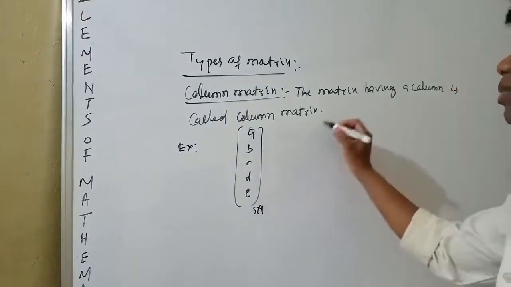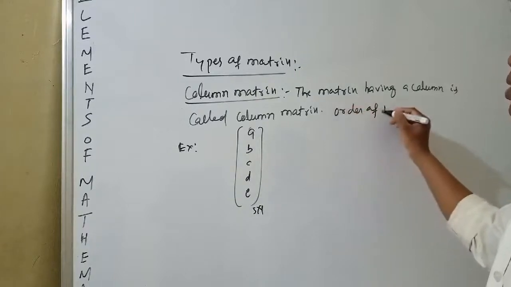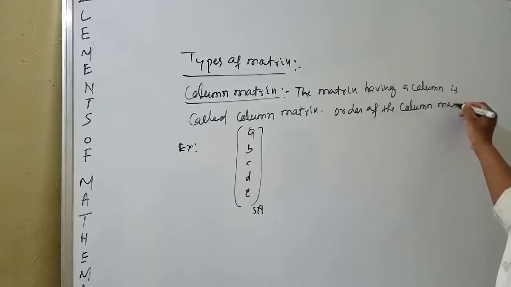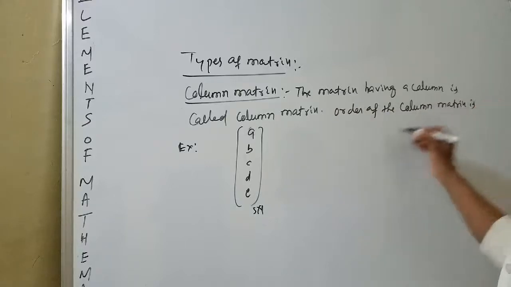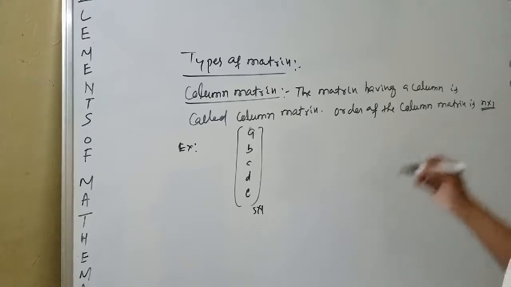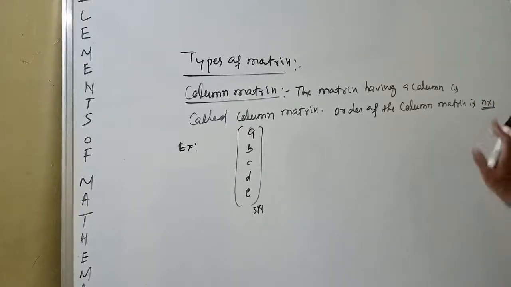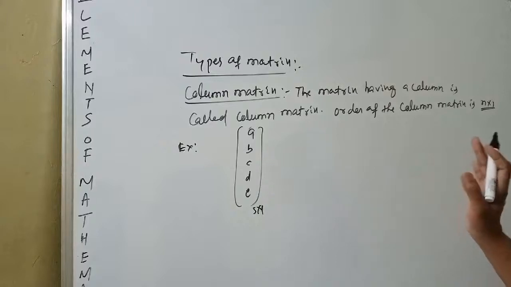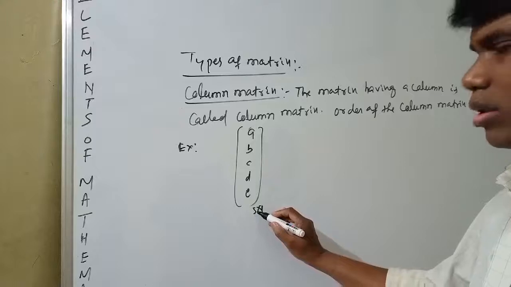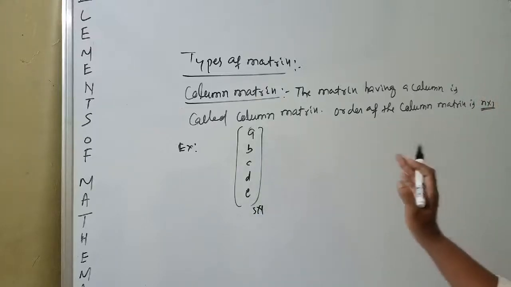The order of a column matrix is n cross 1. The matrix should have one column, whatever the number of rows may be, no matter. You see, one column, 5 rows. Whatever the row may be, there should be a single column.